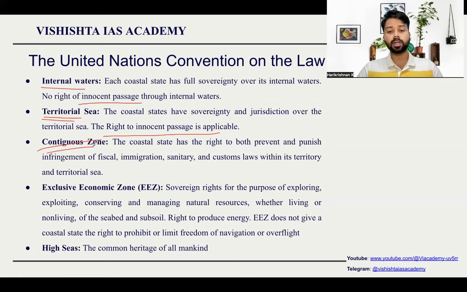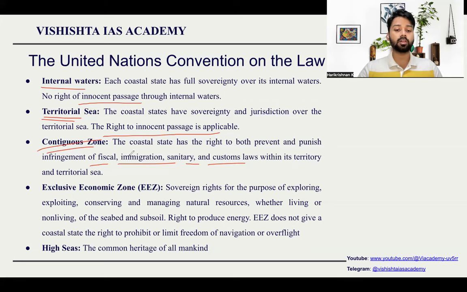Contiguous zone. What about the contiguous zone? The coastal state has the right to both prevent and punish any kind of violation, such as fiscal, immigration, sanitation, customs, etc., within its territory and territorial sea. Even in the contiguous zone, the country will have control, and it has the right to prevent any kind of crime that happens in the contiguous zone.